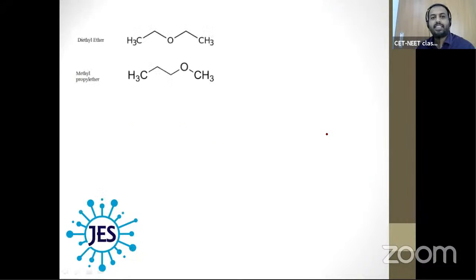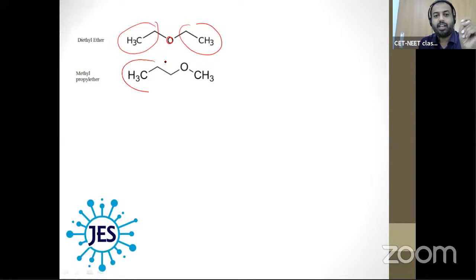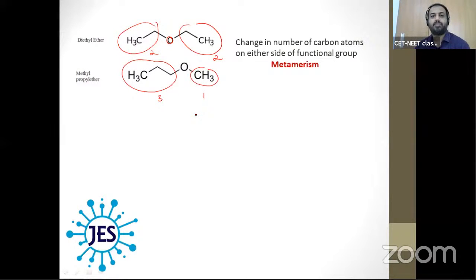Look at this example. Again, both are ethers. In one case, the oxygen atom is having 2 carbon atoms on one side and 2 on the other side. Equal distribution of carbon atoms, 2 and 2. In the other example of the same molecular formula, observe, molecular formula is not changing. But see what is changing. 3 carbon atoms here, and only 1 here. This is 2 and 2 on either side. This is 3 and 1 on either side. This is called metamerism. When isomers differ in the number of carbon atoms on either side of the functional group, you call it metamerism. Easy to remember.